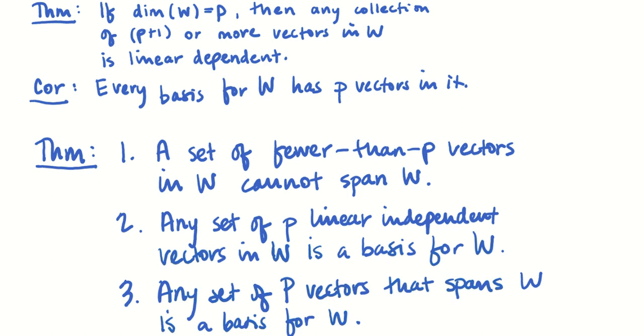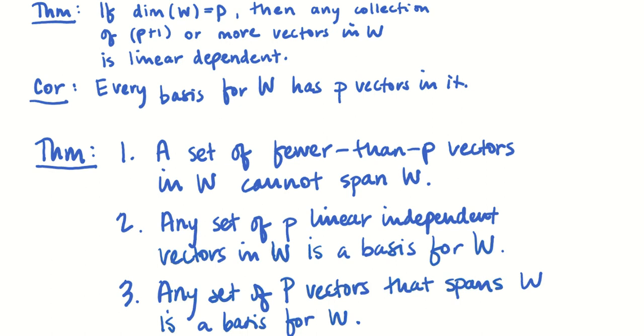And here are some theorems that you might end up wanting to use at some point. I'm not going to prove them for you in this video. I'm going to do that separately, maybe next time I see you in class. But I will read them out to you. If we've got a p-dimensional subspace W, then any collection of more than p vectors in W has to be linearly dependent. We've already seen that any collection of 4 three-dimensional vectors has to be linearly dependent. And we know that the dimension of R3 is 3, so it makes sense.